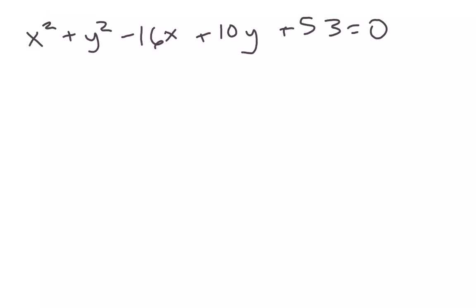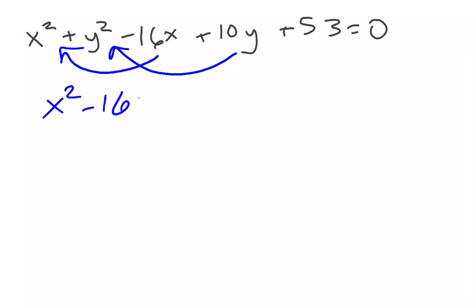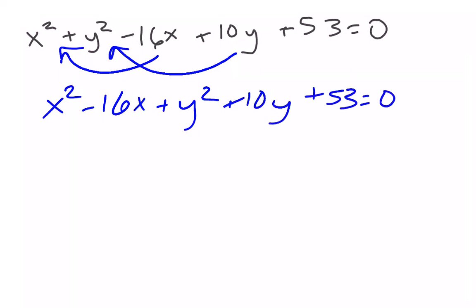The last section we have to complete the square. The first thing you want to do is move your x to be behind the x squared and your y to be behind y squared. So x² − 16x + y² + 10y + 53 = 0. And I should have moved the 53 over, so that would be a negative 53.